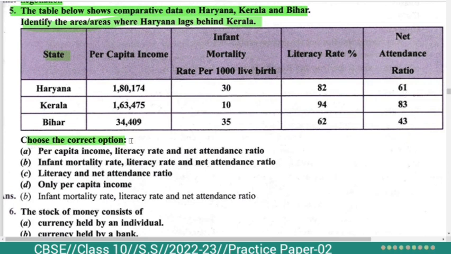Here choose the correct option. Given options are A. Per capita income, literacy rate and net attendance ratio. B. Infant mortality rate, literacy rate and net attendance ratio. C. Literacy and net attendance ratio. D. Only per capita income. So what you have to identify? Identify the area or areas where Haryana lags behind Kerala. So you only have to compare Haryana and Kerala.